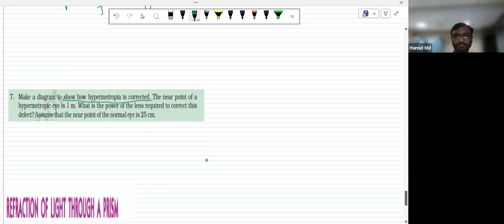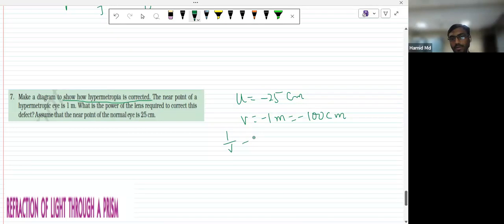Sir, I have solved the equation. Okay. So how did you solve? What is U? Sir, U is minus 25 centimeter. Everyone agrees with that? What is V? Minus 100 centimeter. Okay, you directly changed the unit. You are keeping this in centimeter, so better we write it like this. Okay, 100. So by the lens formula, we will find the focal length.